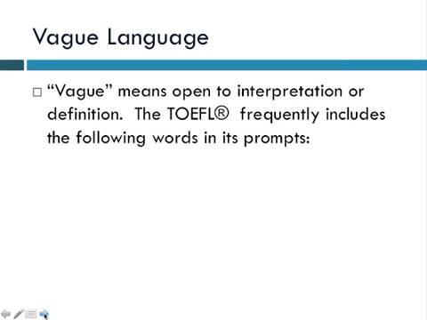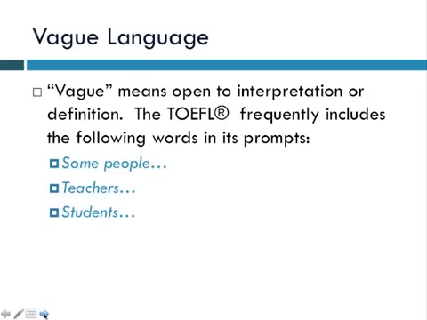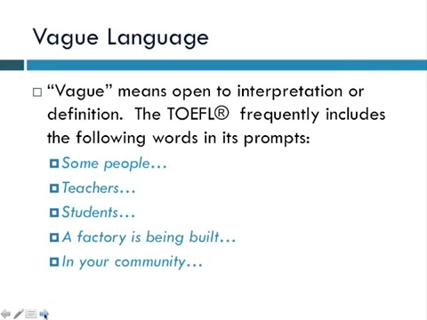First off, vague means basically open to interpretation or definition. So you would notice that the TOEFL frequently will use these kinds of words in their prompt. Some people, teachers, students. A factory is being built in your community. Now let's think for a moment, why are these particular words so vague, and why is this a potential issue? Well, again, first off, what do we mean by people? Do we mean our neighbors? Do we mean everybody in the world?